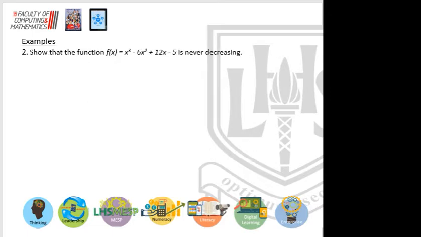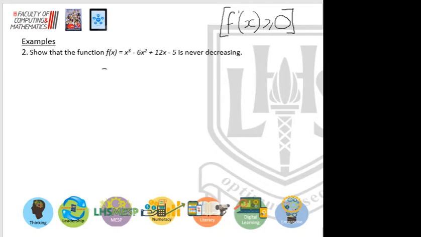Example 2, we want to show that the function f of x is never decreasing. That means that f of x has never gone down the way, which means that f dash x can never be negative, because we do not want that gradient being negative. So essentially here, I'm just going to give a wee target. We want to show that f dash x is always greater than or equal to 0, because if the differential is greater than or equal to 0, that means the gradient is always 0 or positive, which means it's always stationary or going up, so it's never decreasing.